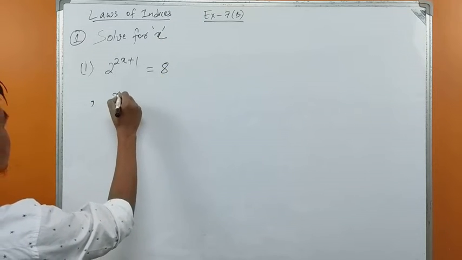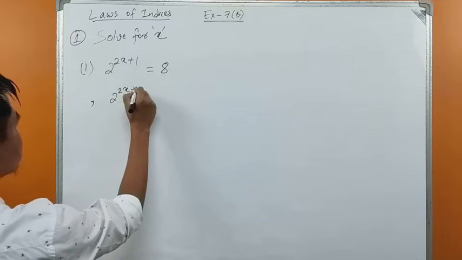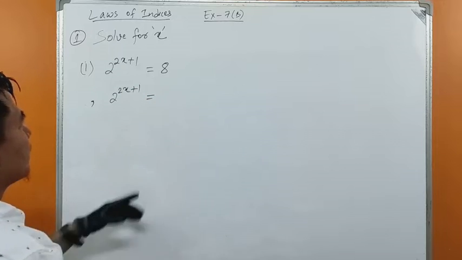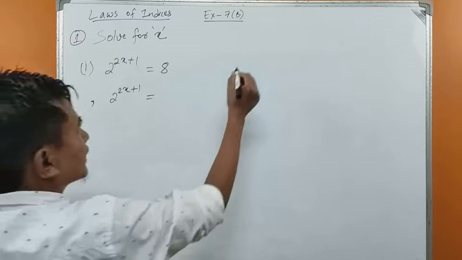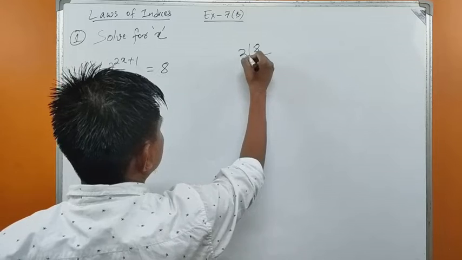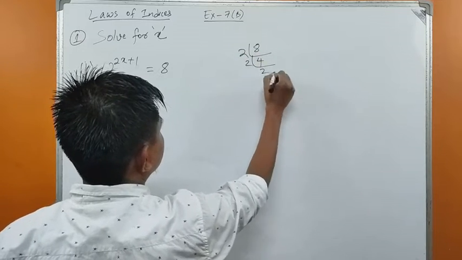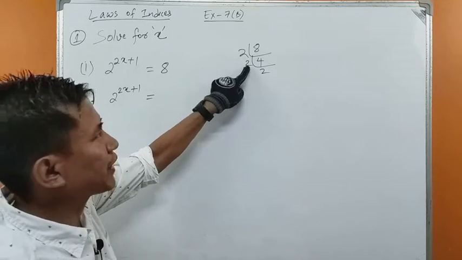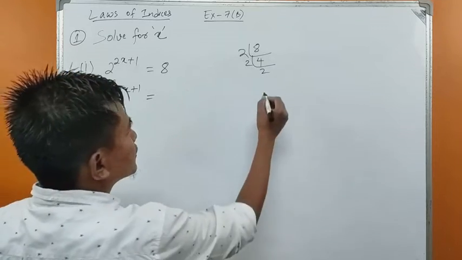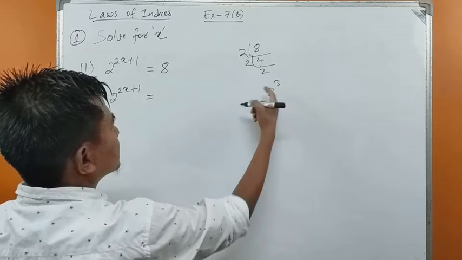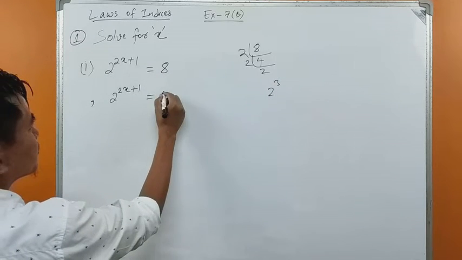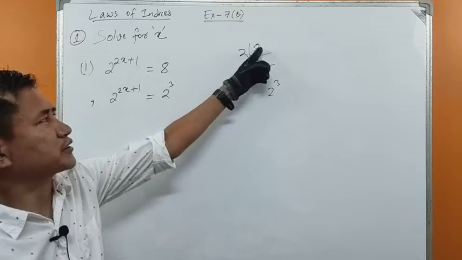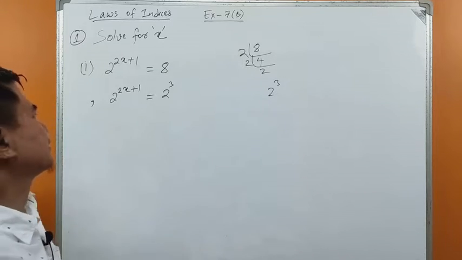We have 2 to the power 2x plus 1 in the left hand side, and we have 8 in the right hand side. So 8 means 2 2s are 4 and 2 4s are 8, isn't it? 2 multiplied 3 times gives us 8, which means 2 cubed. 2 cubed is 8, isn't it? So 8 we can write as 2 cubed, because 2 multiplied 3 times gives us 8.